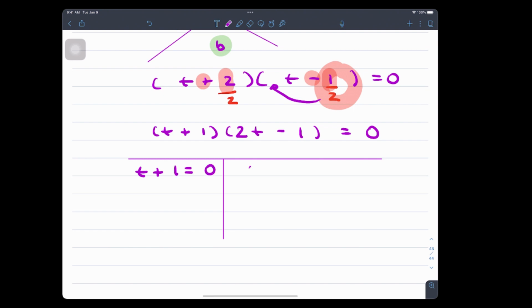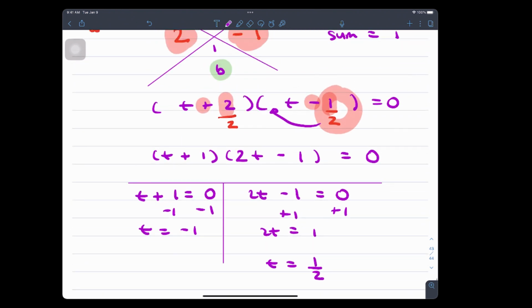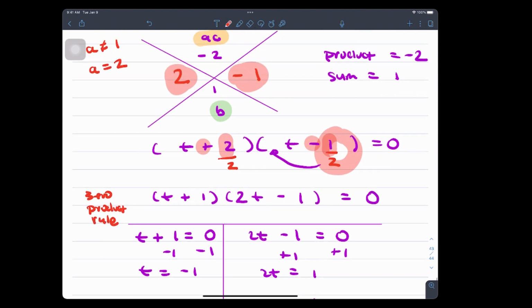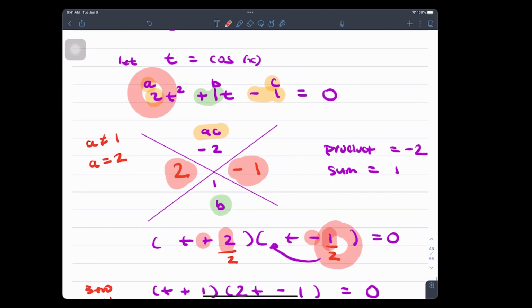T plus 1 is 0, 2t minus 1 is 0, right? Subtract your 1, t is negative 1. Isn't this a zero product rule, ladies and gentlemen? Divide both sides by 2. So you're going to use here, if you guys remember, the zero product rule. This is the whole purpose of factoring, of making this equal to 0 on one side and getting a quadratic. That's the whole reason you did it. And now you remember you say, what is t?